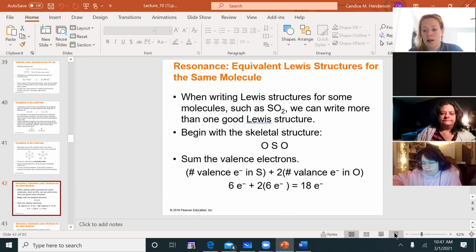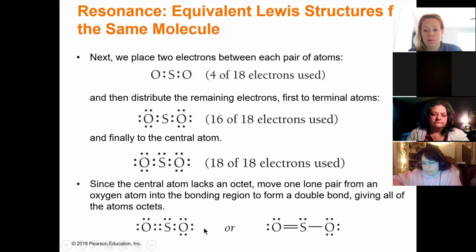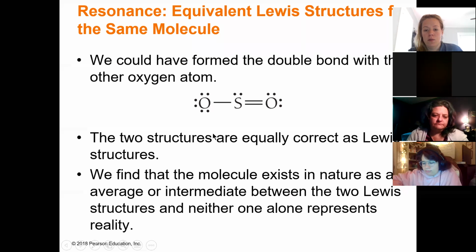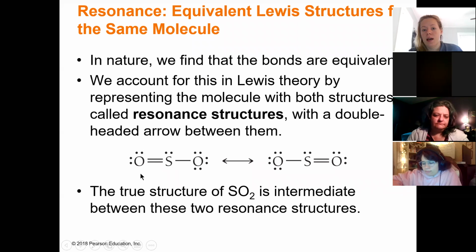So we can see here, for that SO2, we could have the double bond over here, or we could have the double bond over here. A lot of times they'll draw both of them with an arrow in between to let you know that they're both sort of simultaneously existing, or they're intermittent structures.